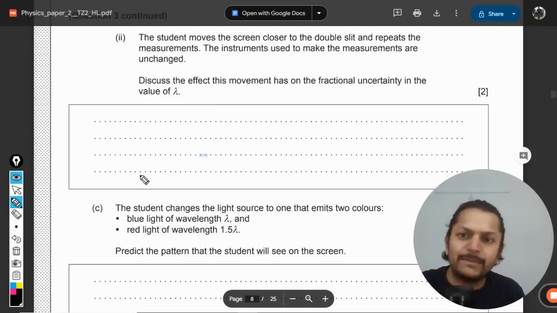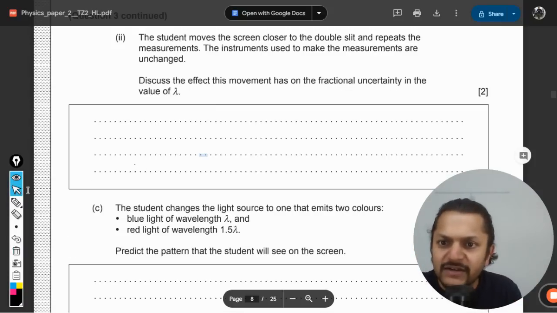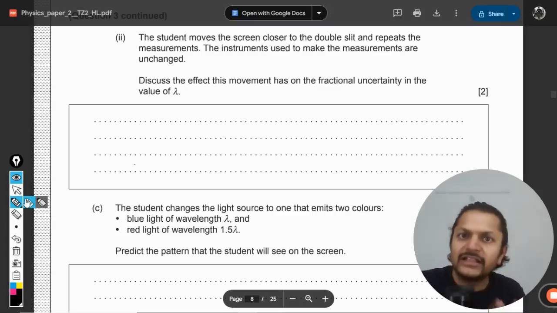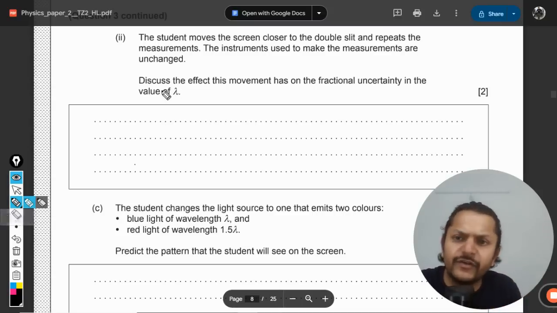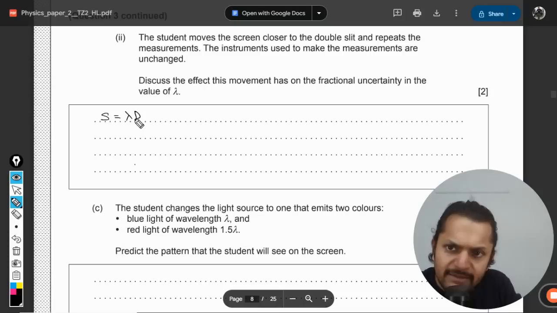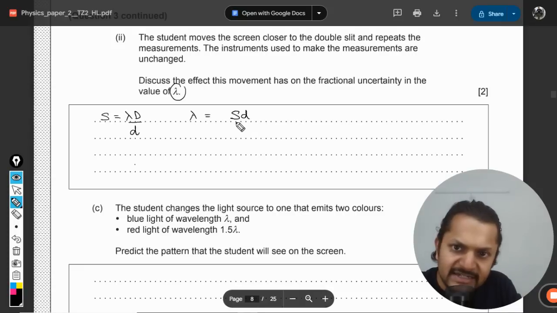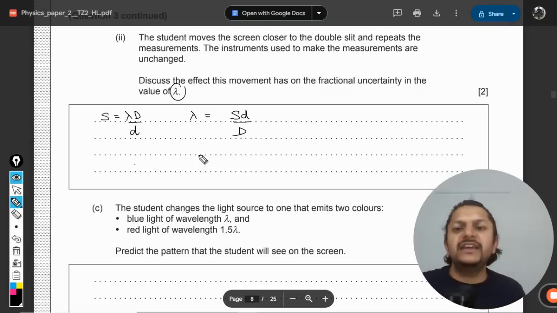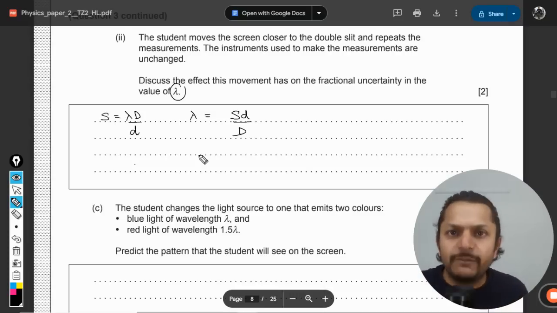So what is step number 1? Step number 1 is that we write the formula that we have used first of all. So the formula used is s is equal to lambda D by d. What are we going to find? Only the wavelength. So lambda is equal to s d divided by capital D. This is the actual formula that we have been using.